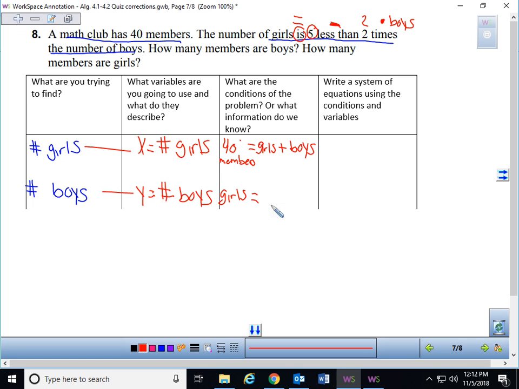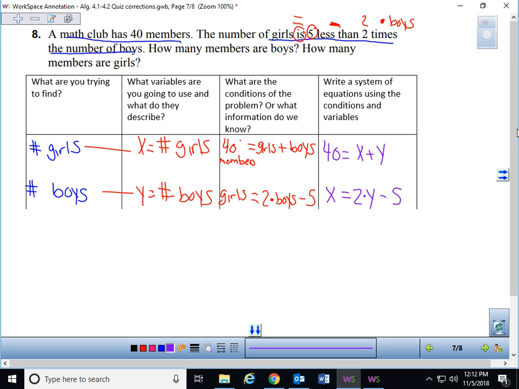So let's just put this together. The girls, I'm going to start with my multiplication. So I have 2 times some number of boys, and if I take away 5 from that, that tells me my girls. The last step is putting in our variables. So I've already started to build my equations here in the third box. So instead of having these words, girls and boys, I'll put in the variables. So I have one equation, 40 equals x girls plus y boys, and the girls, or x, equals 2 times my boys, y, minus 5.